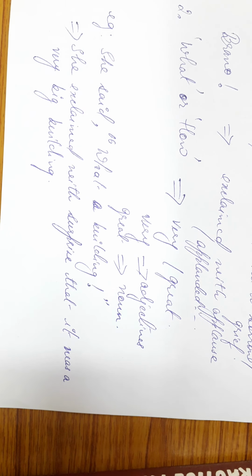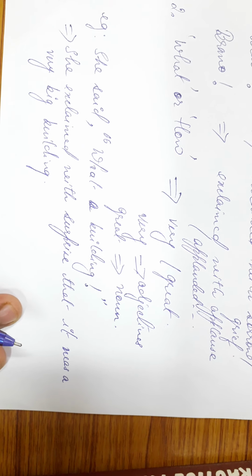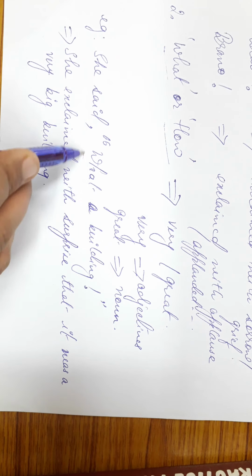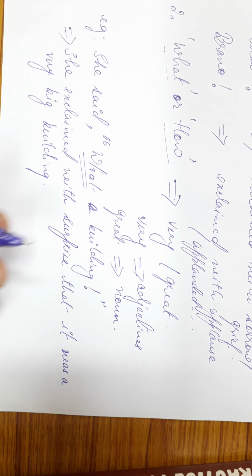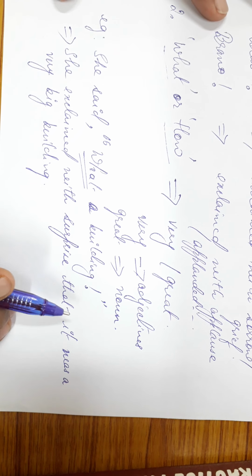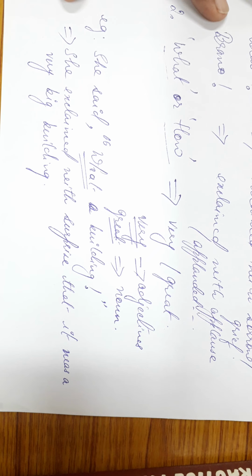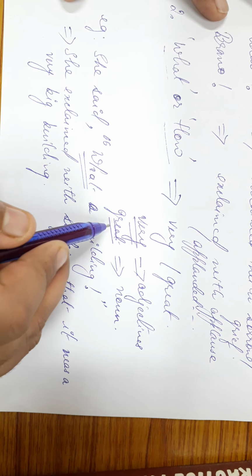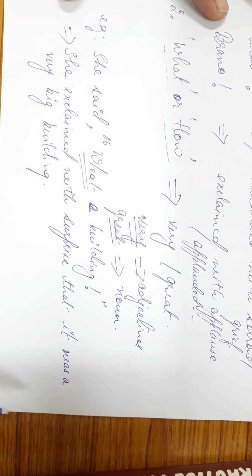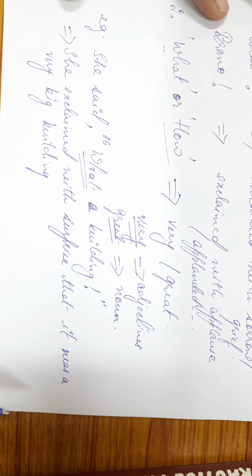It can be very big also, it can be very beautiful also. Okay. So whenever we have words like what or how, in this example we took what, then they get replaced with very or great in the indirect speech. Now, very will go with adjective and great will go with noun. Okay? Like very big building or great building.